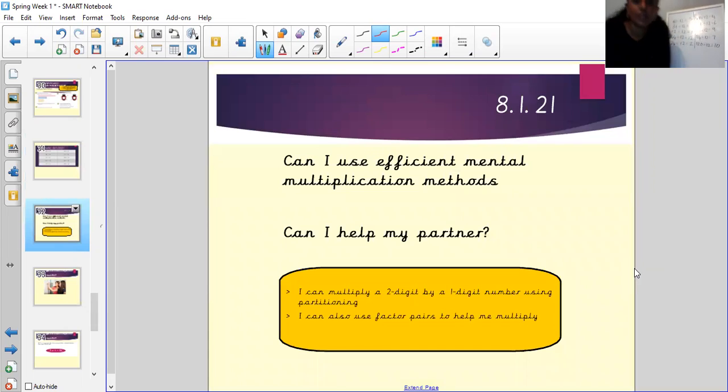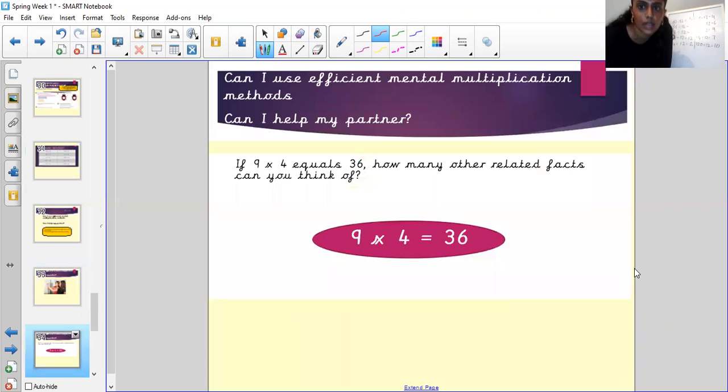Okay, in today's lesson, we are learning how to use efficient mental multiplication methods. So let's have a look at the first thing on the board. Okay, so we have the first question which says, if 9 times 4 equals 36, how many other related facts can you think of? So let's write on our board 9 times 4 because we do know that 9 times 4 equals 36. So what other related facts can we write down to find out how this multiplication is related?